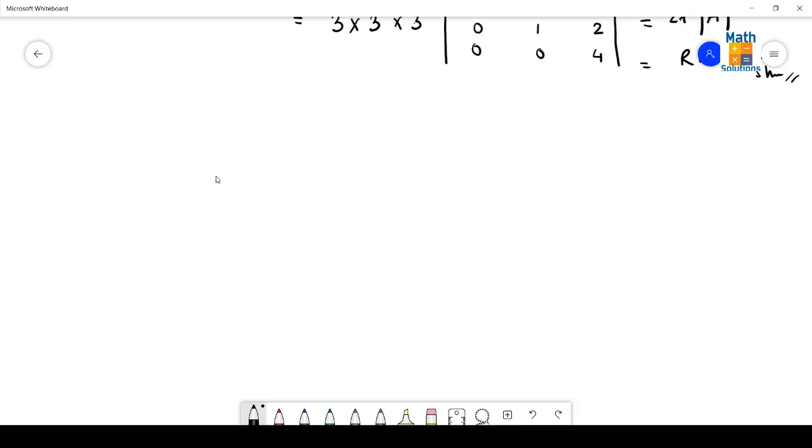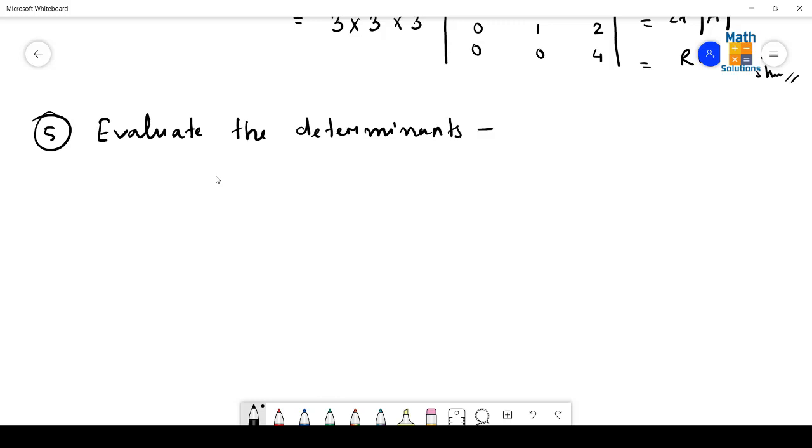Then coming to question number 5. In question number 5, what is given? Evaluate the determinants. First one, the first row we have as 3 minus 1 minus 2, then 0, 0, minus 1. Then after 3 minus 5, 0. This is the determinant given to us.